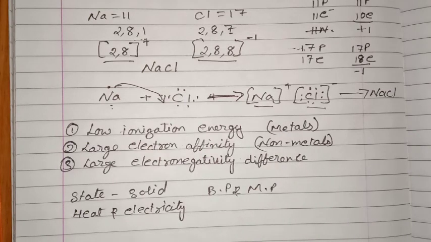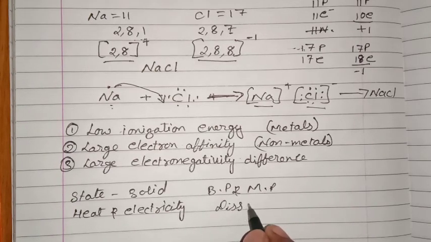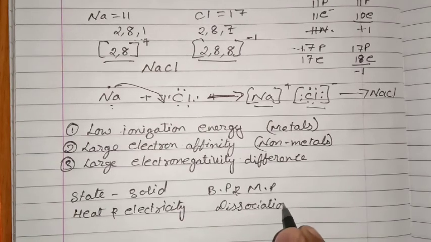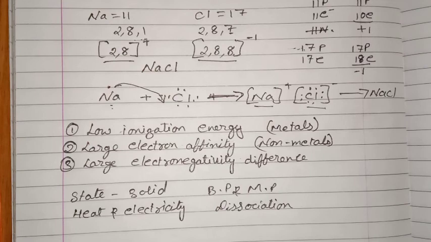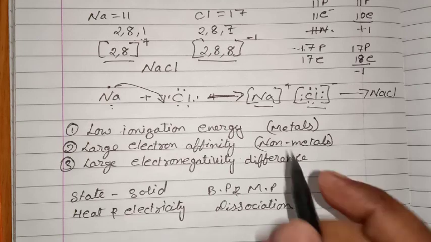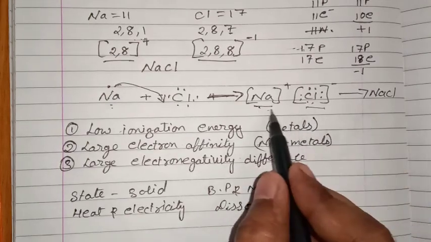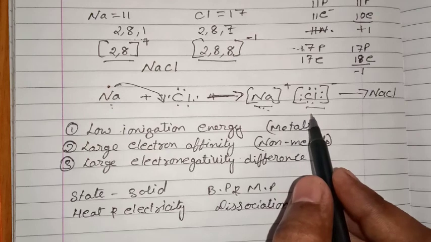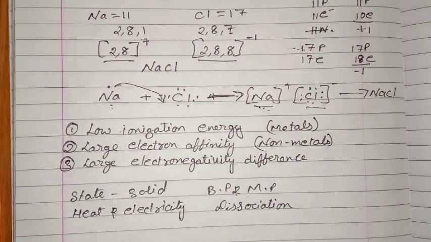Then solubility: they are soluble in water but do not dissolve in organic solvents. Dissociation is one more thing. When they dissolve in water, they are dissociated into their corresponding ions, that is sodium ion and chloride ion. When the salt is dissolved in water, it gives sodium ion and chloride ion. These ions are charged particles present in the solution, that is, the cation and the anion.